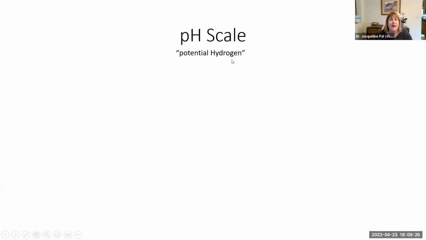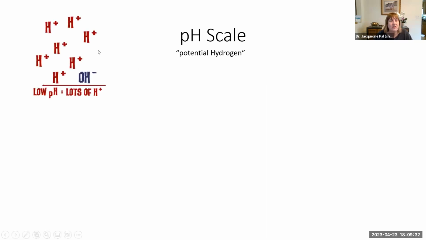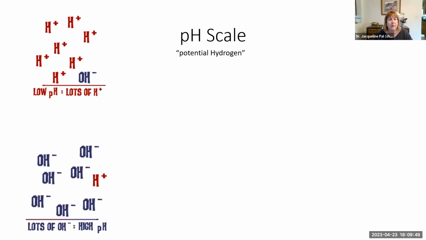In other words, how many hydrogen ions are there that are positively charged? If we have lots and lots of hydrogen ions, then we have what's called a low pH. Notice these are opposite of each other. High hydrogen is low pH. And conversely, if we have low amounts of hydrogen ions, that means we're going to have lots of those hydroxyl ions. So low hydrogen ion is going to be high pH, is going to be high hydroxyl. And remember, the hydroxyl ions are bases.